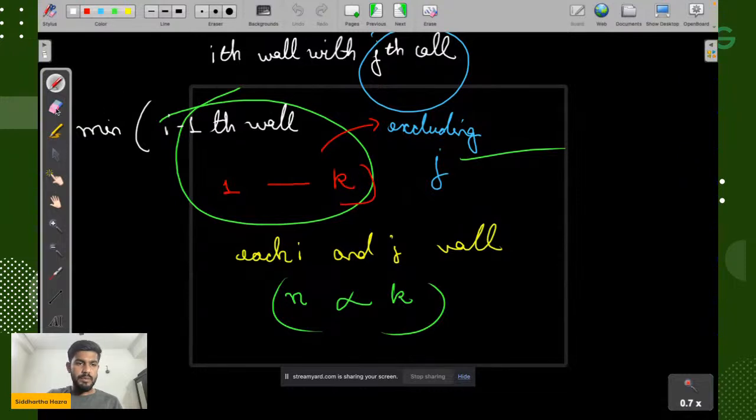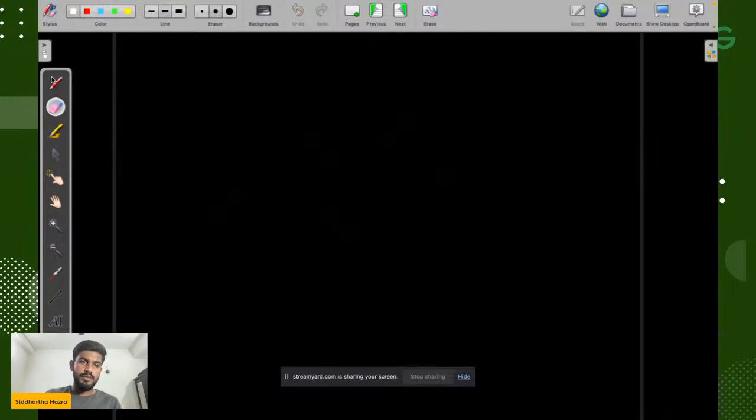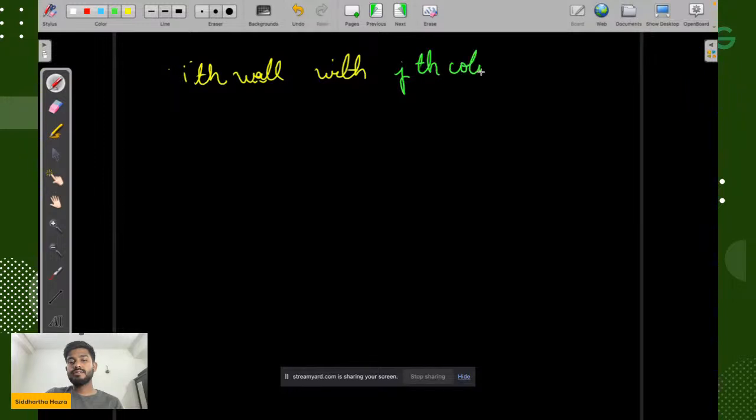So I'm again asking: for the ith wall, to paint the ith wall with the jth color, we are taking out the minimum of the I minus 1th wall with 1 to k.